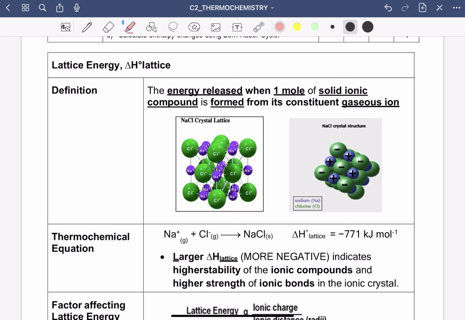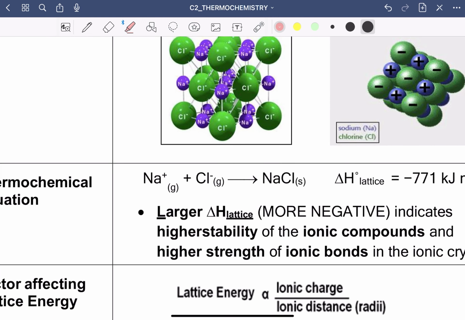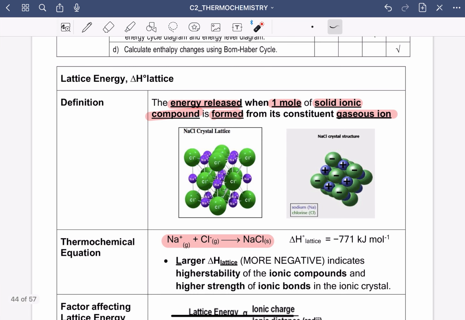Just the same as in the video of Hess's law, lattice energy is the energy released when 1 mole of solid ionic compound is formed from its constituent gaseous ions. As you can see, we have sodium ion gas and chloride ion gas, and when these two gaseous ions combine together, they form an ionic solid. Again, the word lattice means ionic solid.